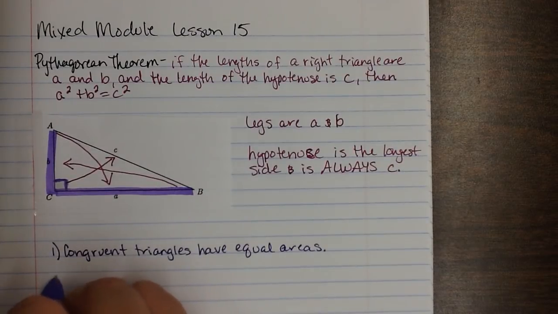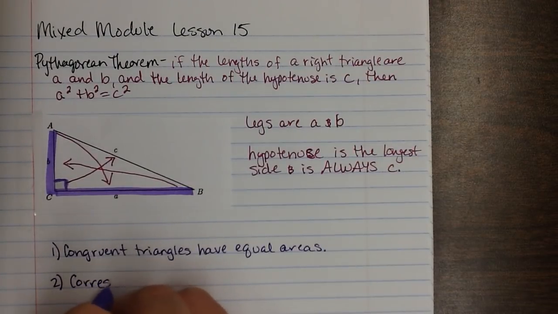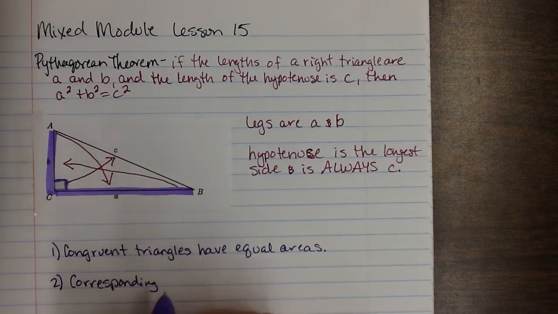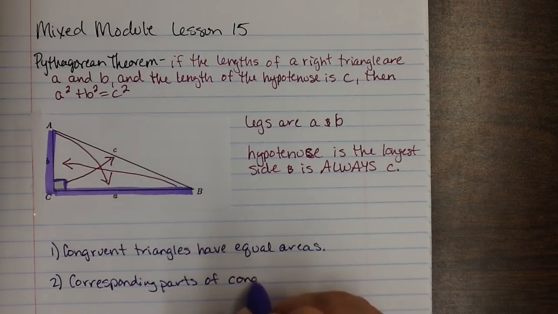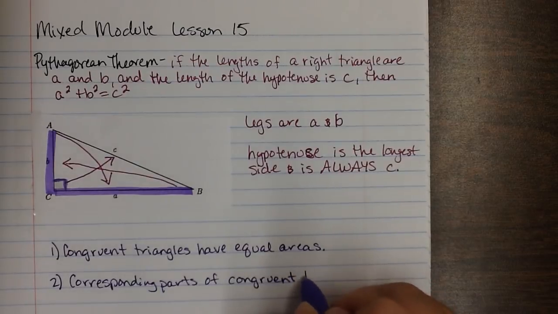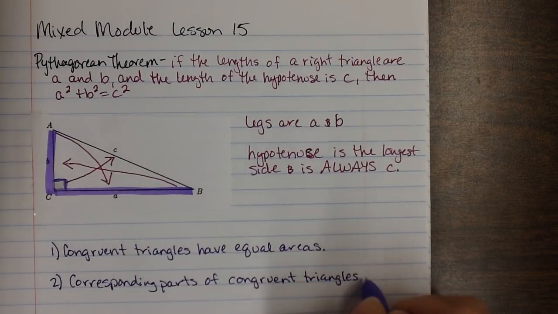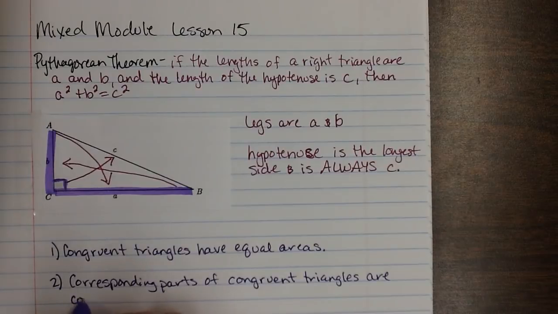2, corresponding parts of congruent triangles are congruent. And 3, okay, the triangle sum theorem.